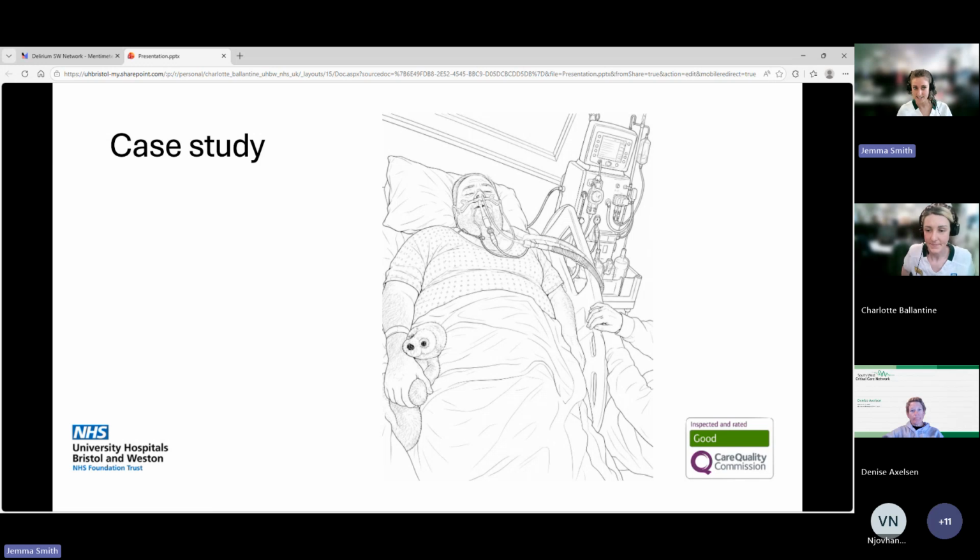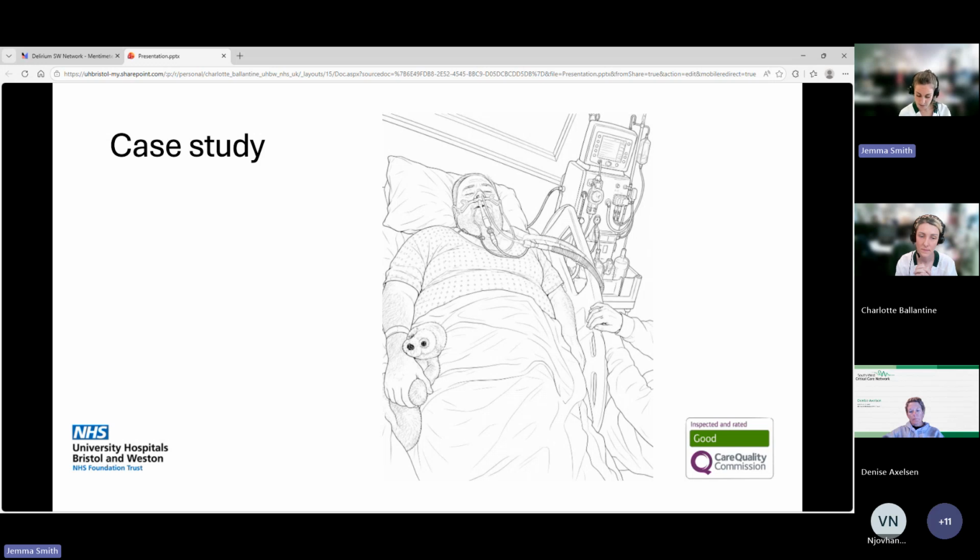This is a 69-year-old chap who's come into our ICU with a lower GI bleed, pulmonary edema, and had an in-hospital cardiac arrest while he was in resus. He's got quite a significant past medical history that includes end-stage renal failure, hypertension, type 2 diabetes, and peripheral vascular disease. And as you can see from the image, he's got quite a high BMI as well.